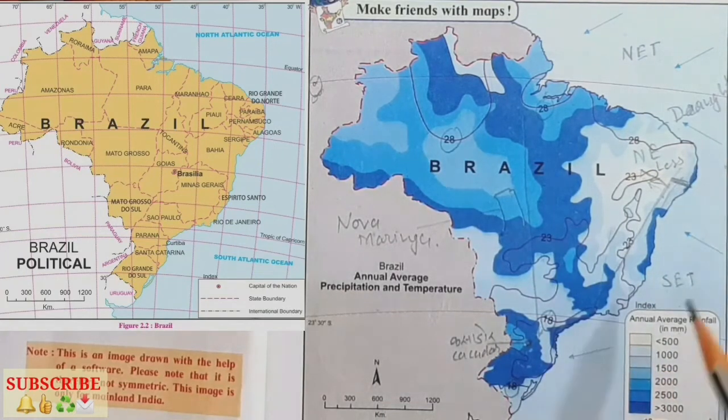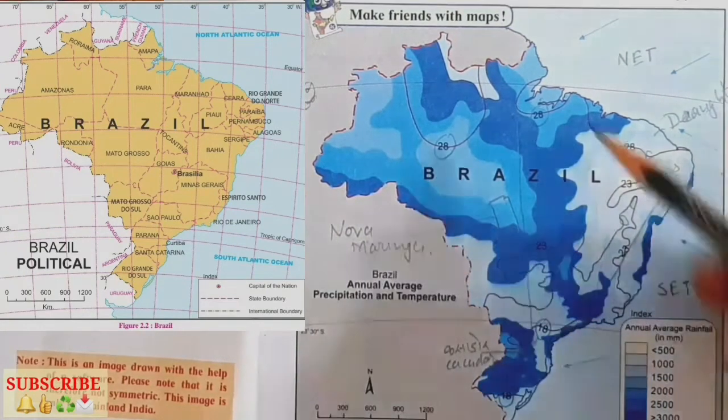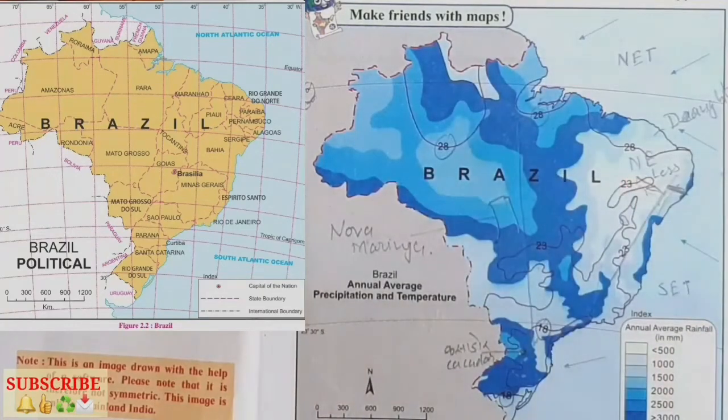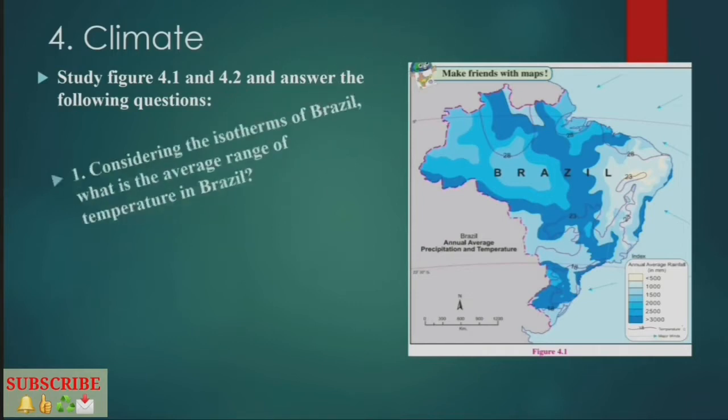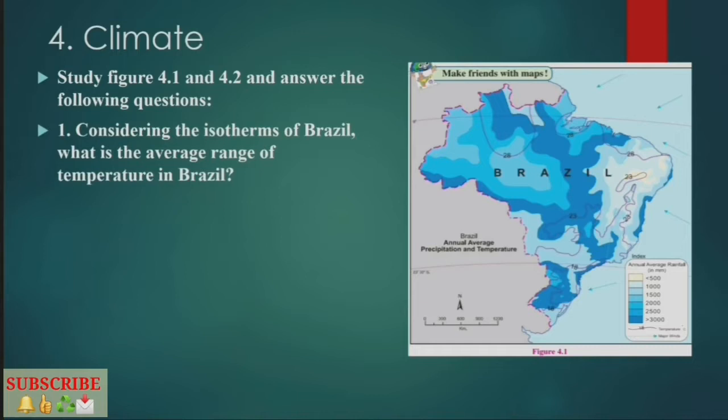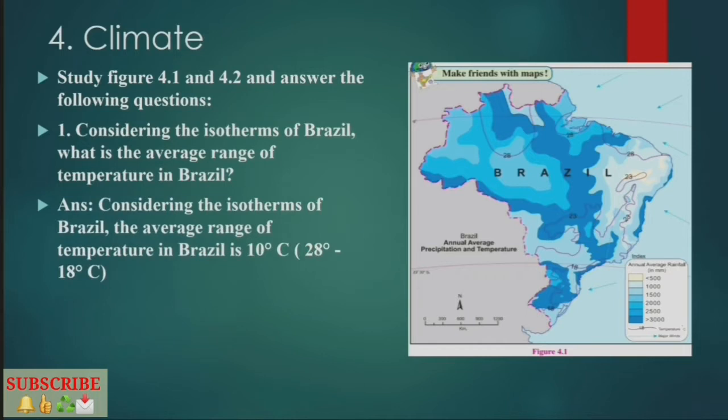Now let's try to understand and find out the answers to these questions. Study figure 4.1 and answer the following questions. 1. Considering the isotherm of Brazil, what is the average range of temperature in Brazil? The answer is, considering the isotherm of Brazil, the average range of temperature in Brazil is 10 degree centigrade.